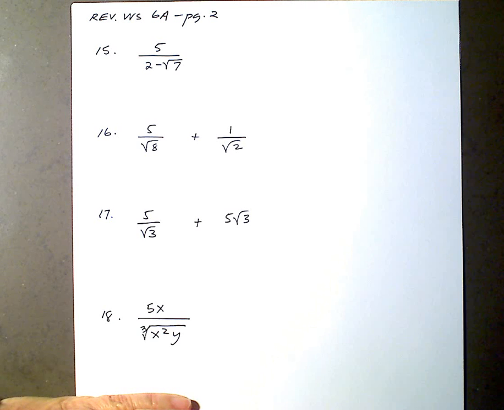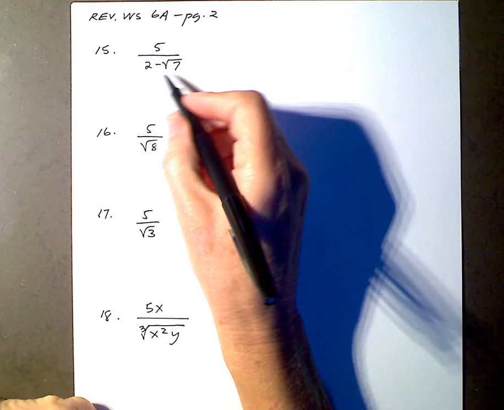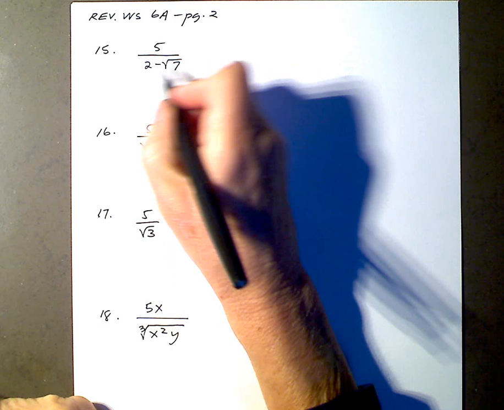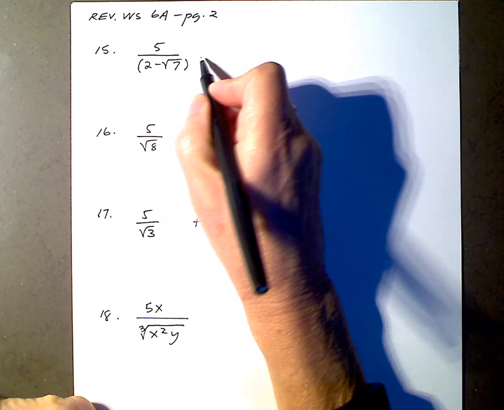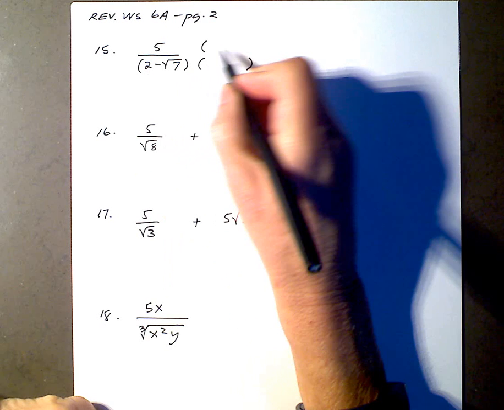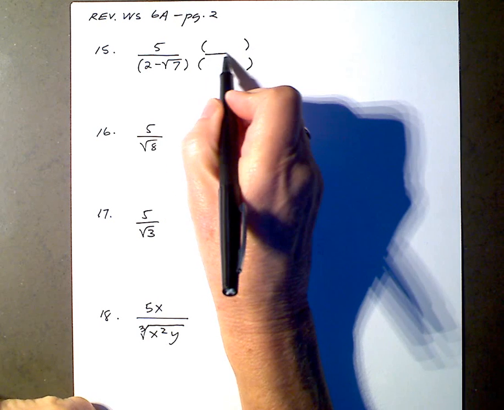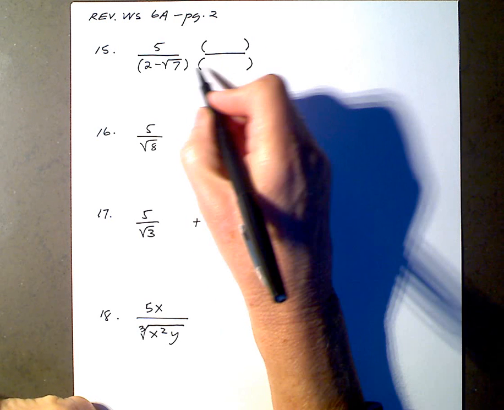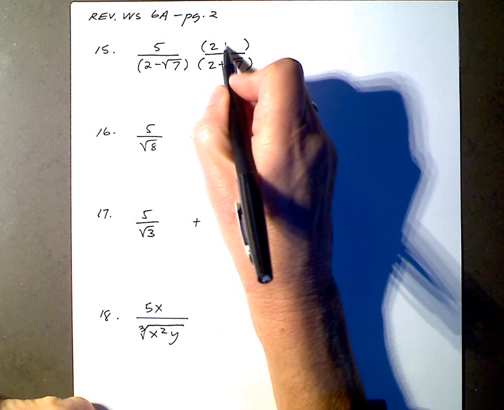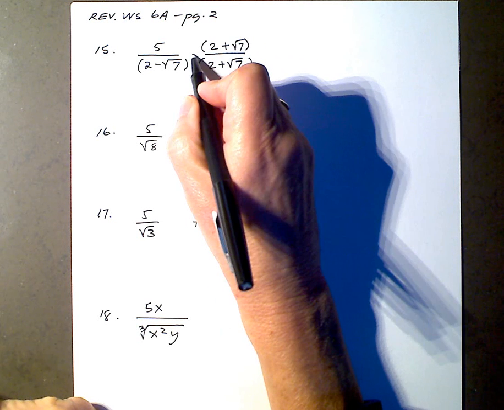Alright, this is page 2 of Review Worksheet, Chapter 6a, and I have a quotient here, and I notice there's a binomial in the denominator, so I know the only way to get this radical out of the denominator when in a binomial is to multiply that denominator by its conjugate, 2 plus root 7 in this case, and of course I have to multiply by 1 to not change the value of the whole fraction.